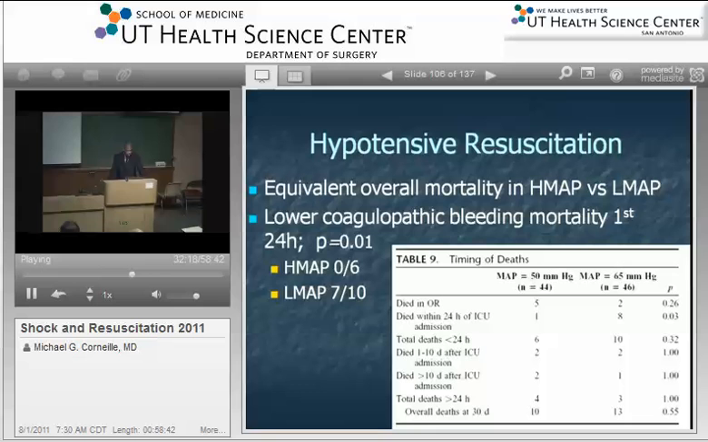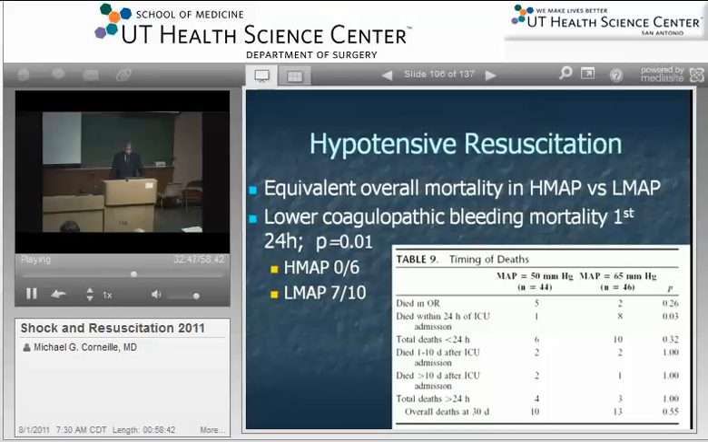So in the high MAP group, I'm sorry, I think I reversed these. In the low MAP group, 0 out of 6, sorry, these are reversed. In the low MAP group, these deaths here, they assessed that they had 0 deaths associated with coagulopathy, compared to the high MAP group, where of those 10 deaths, they attributed 7 to coagulopathy.